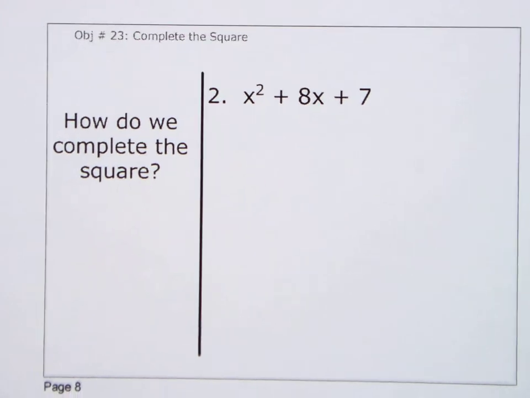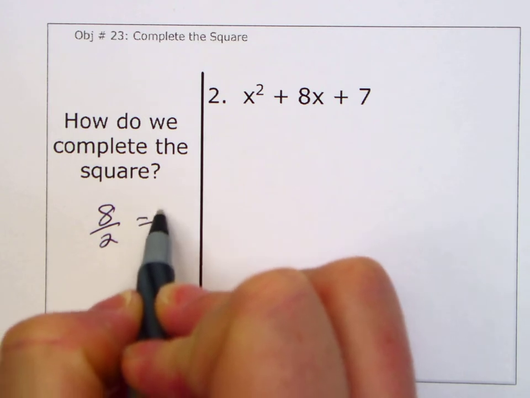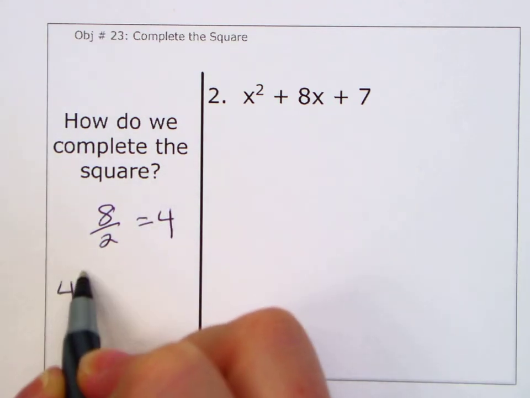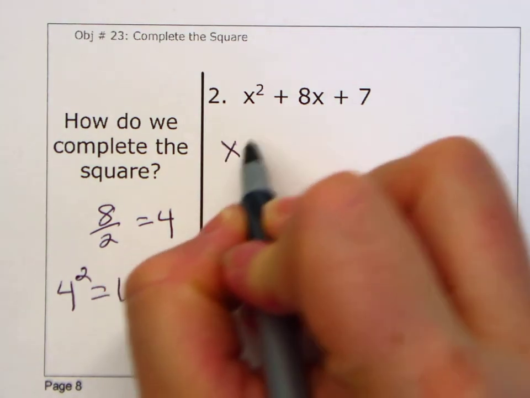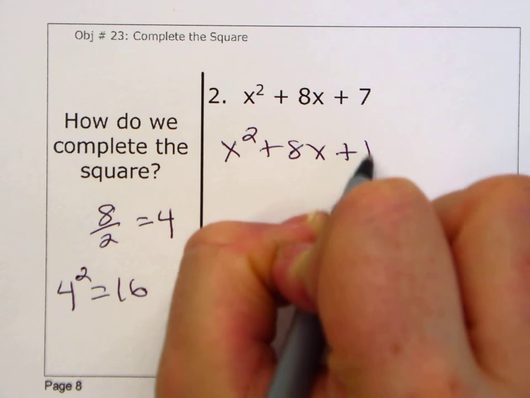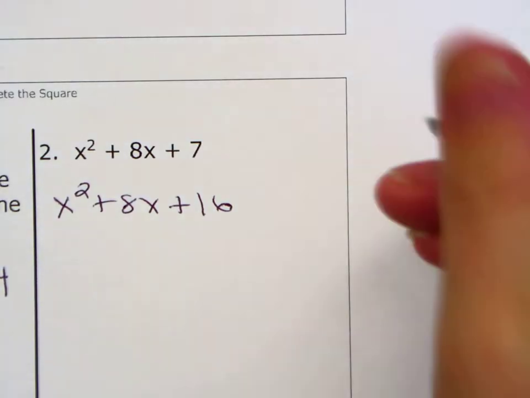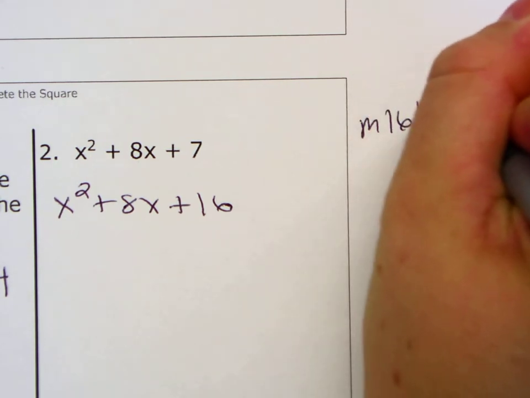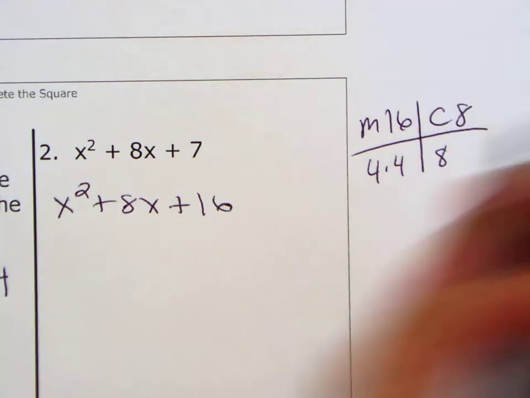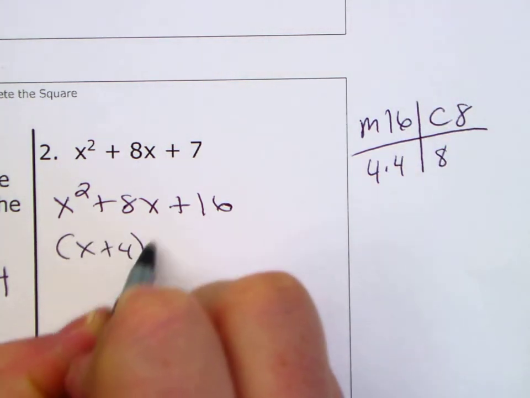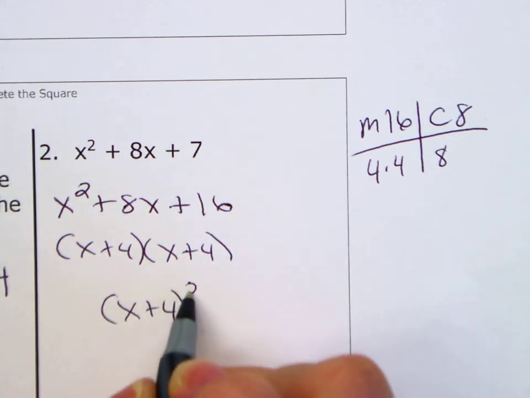All right, so step 1. Take your middle term, 8, divide by 2. You get 4. Then you square it. 4 squared is 16. I'm going to rewrite my trinomial with the 16. X squared plus 8x plus 16. This factors really nicely. What multiplies to 16 and combines to 8? It should be the same number twice. 4 times 4 is 16. 4 plus 4 is 8. So x plus 4 times x plus 4, which then can be written as x plus 4 quantity squared.